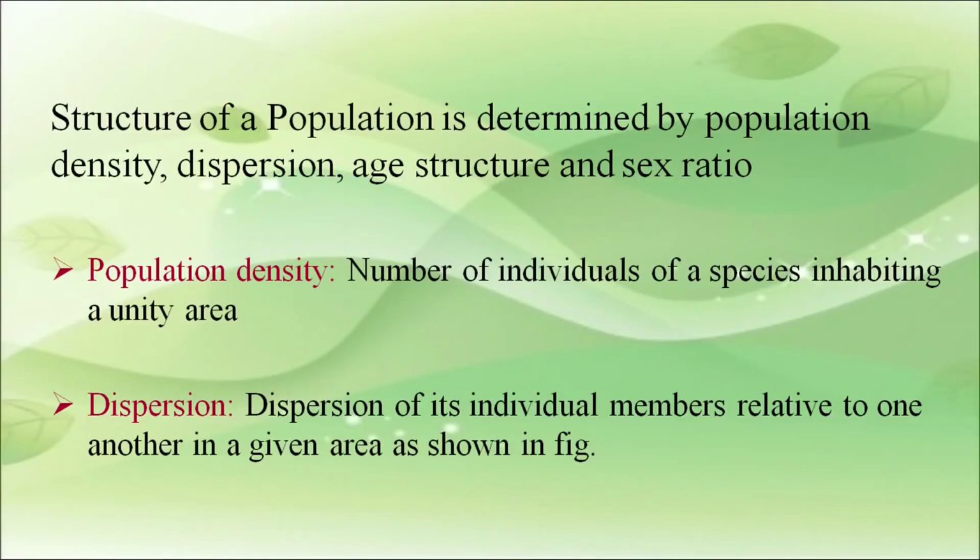Structure of a population is determined by population density, dispersion, age structure and sex ratio. First we will take population density, which means the number of individuals of a species inhabiting a unit area, and dispersion, the spread of its individual members relative to one another in a given area, as shown in the figure.